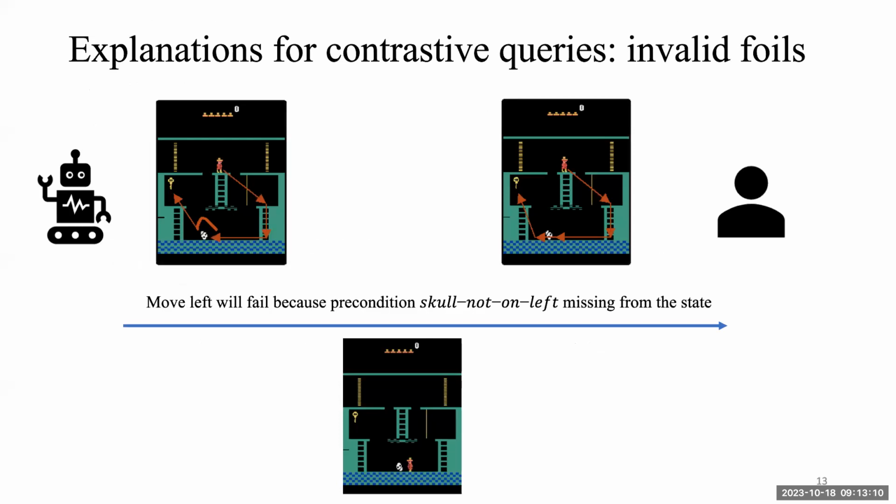So let's say the user comes up, the agent says, okay, this is what I'll do. I'll go to the lowest platform, I'll jump over the skull and I'll get the key. The user says, why don't you go through the skull? Take the move left action here. So in this case, the agent, looking at the environment dynamics, basically learning these components, can say that, hey, move left will fail here because the precondition skull not on the left is missing from the state.